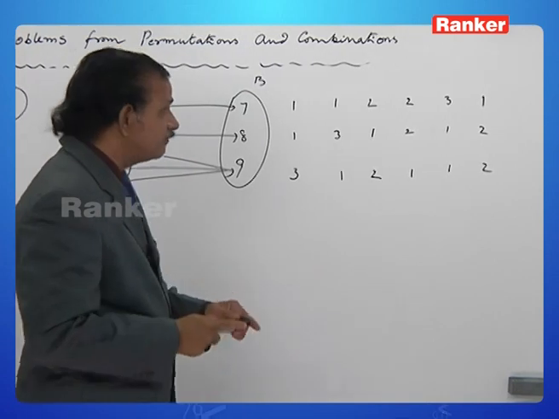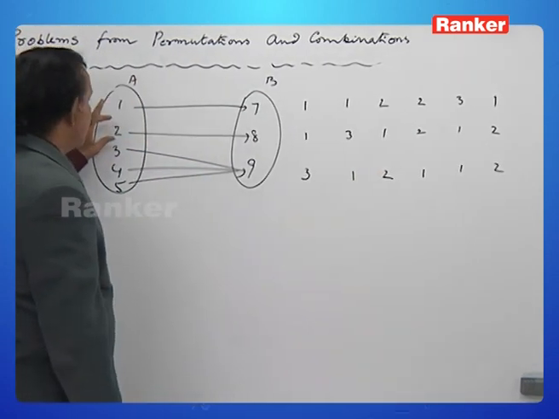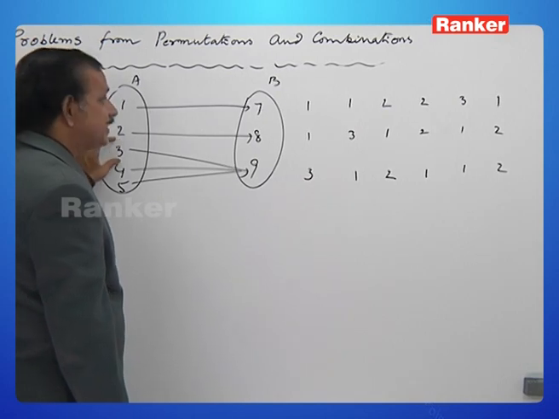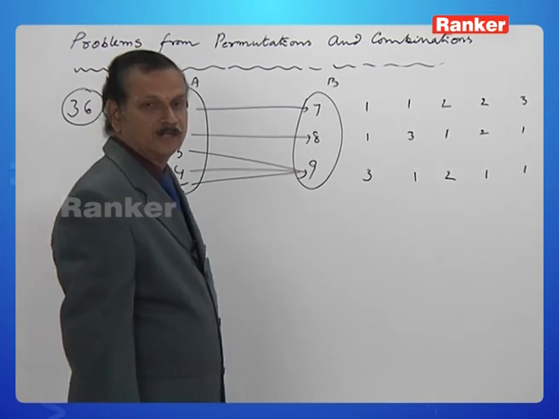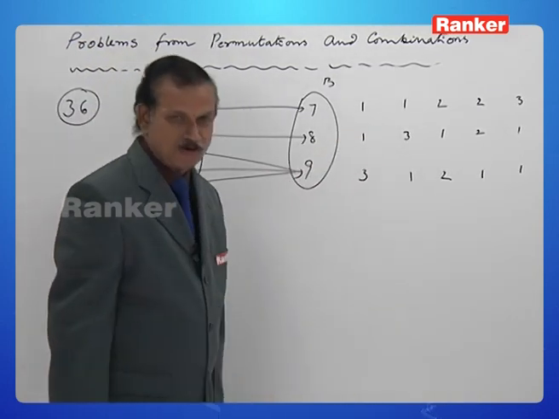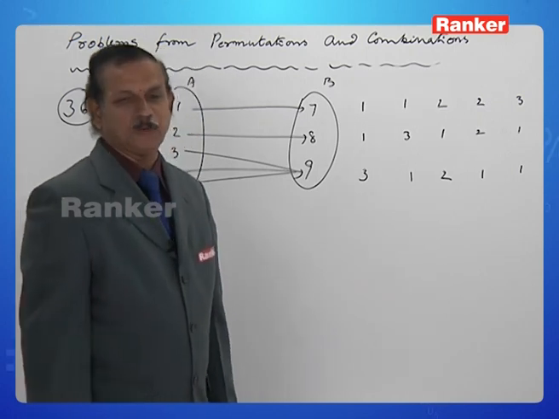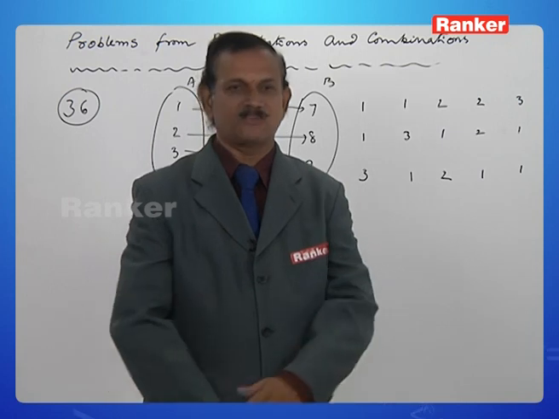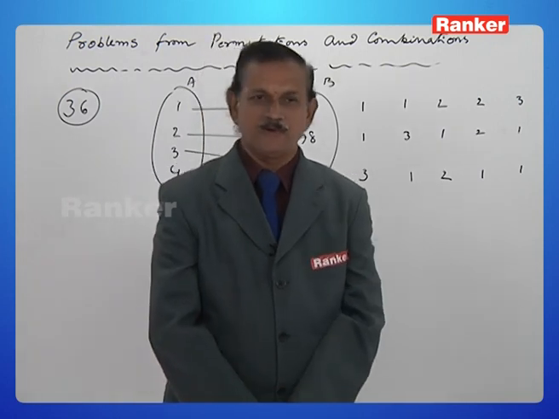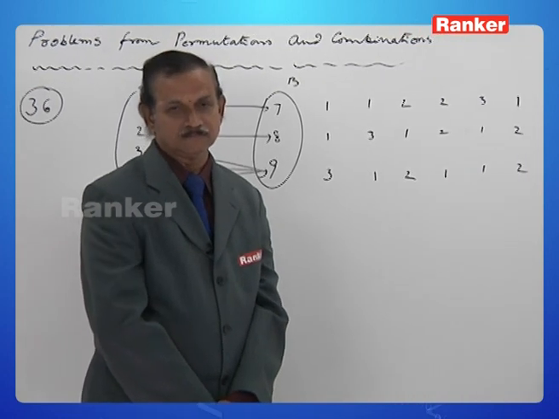What is the definition with that combination? F of 1 is 7, F of 2 is 8, F of 3 is 8, F of 4 is 9, F of 5 is 9. Altogether, how many such combinations are possible? 6 functions are possible. Therefore, what is the right option? Option B is the right option. There are 6 onto functions that are possible to be defined, which are of course non-decreasing.